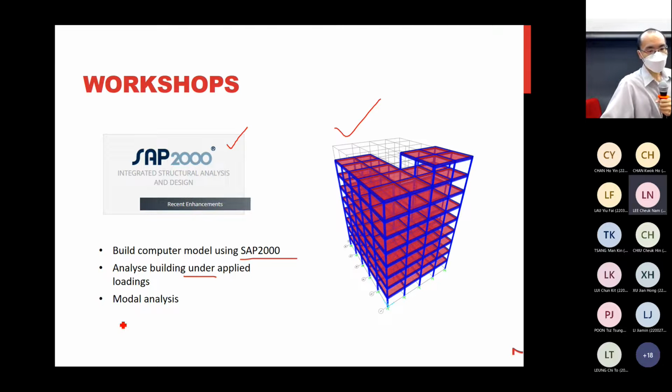Modal analysis, we will also discuss modal analysis. Modal analysis, you can call it dynamic analysis, to find out some dynamic properties, especially the mode shape and the modal frequencies or modal periods. There are some useful indicators to describe the dynamic properties of the structures. You will know what they are later. Some textbooks call this eigen analysis, but normally we call this modal analysis.